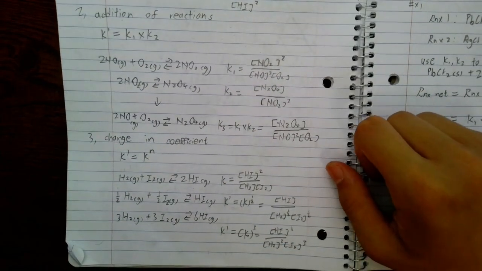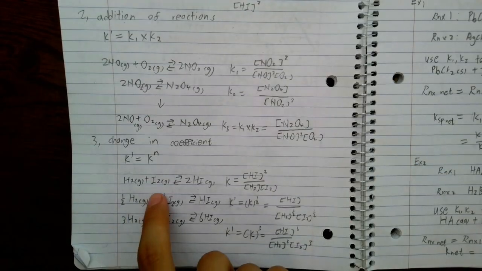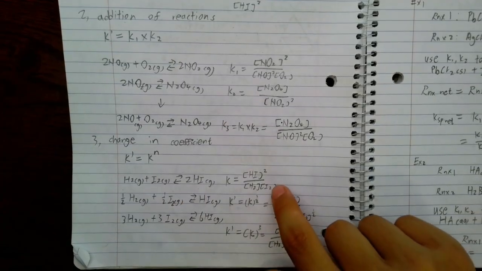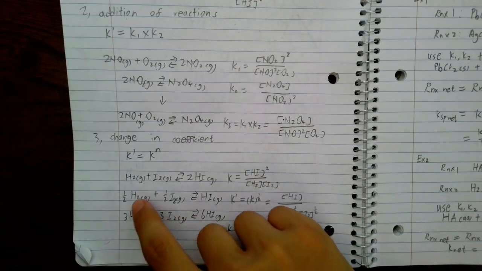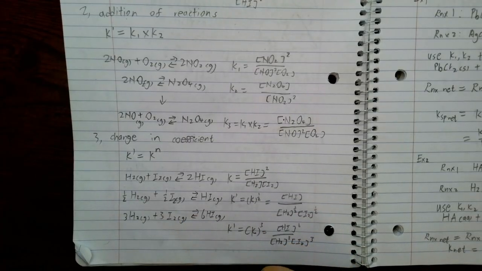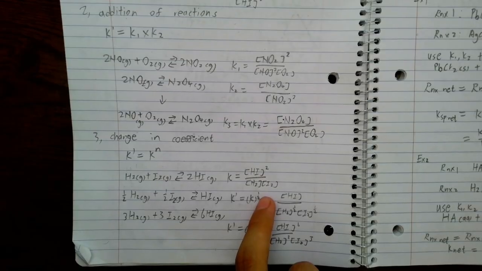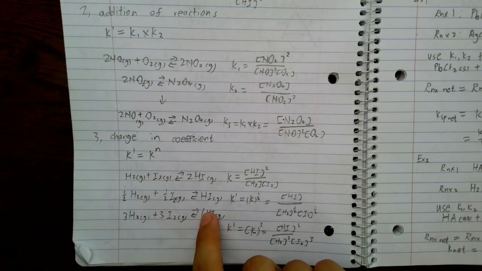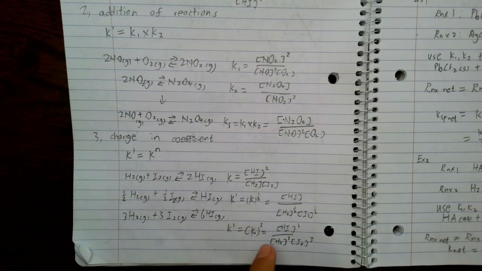Lastly, it's the change in the coefficients of the chemical reaction. If this is our original reaction, this will be our equilibrium constant K expression. If we change the coefficient for each substance, let's say divide each by 2, then the equilibrium constant K is going to be raised to the power of 1/2. If this is our new equation, the equilibrium constant K is going to be raised to the power of 3 compared to the first equation.